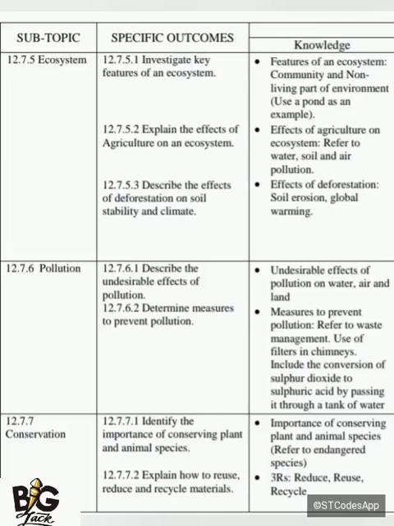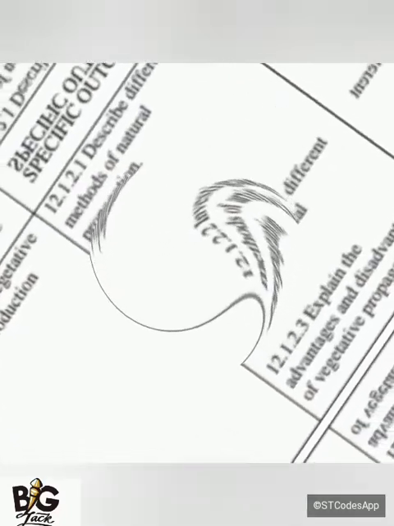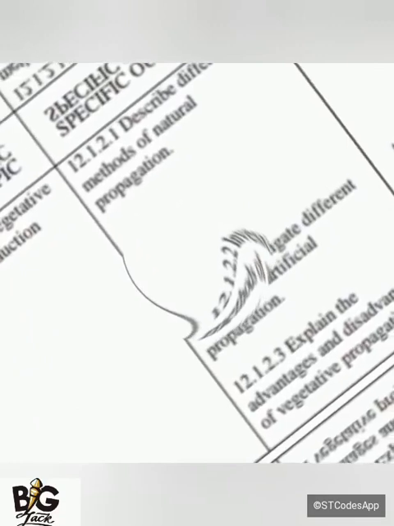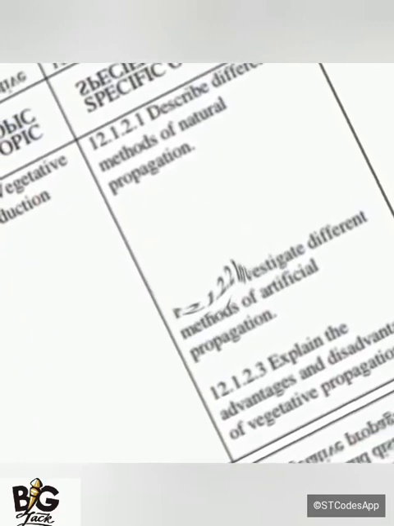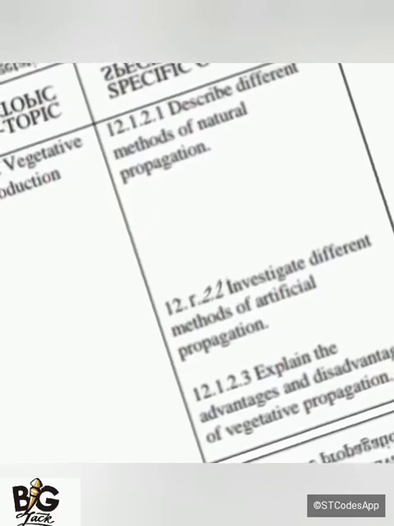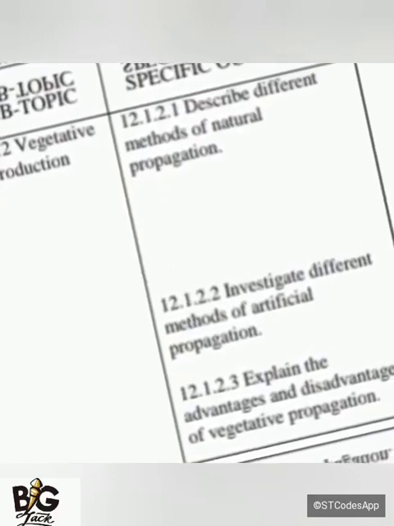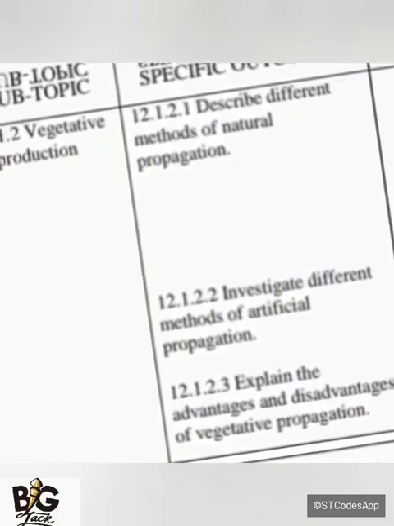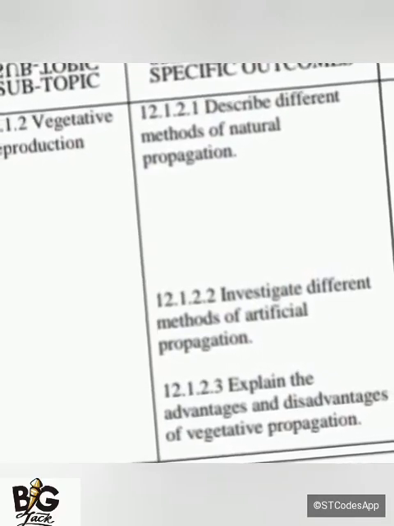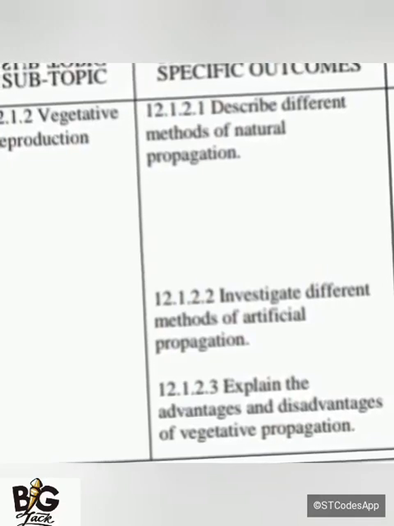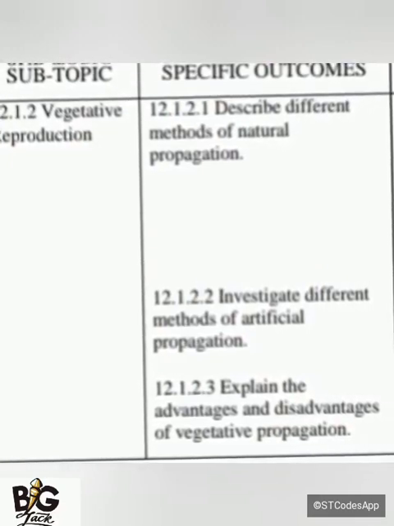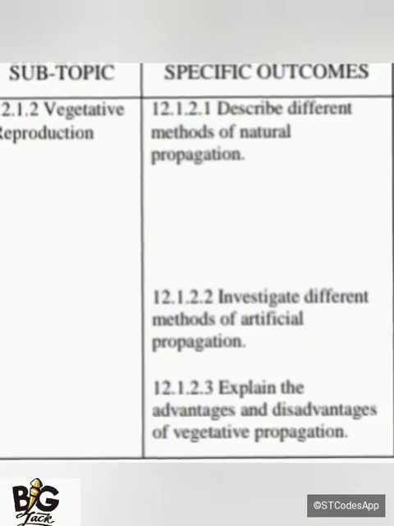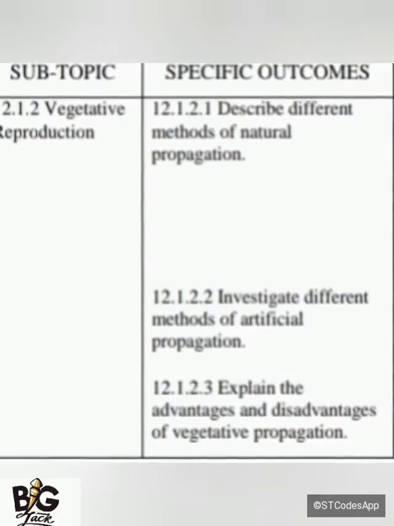So the next topic which is likely to come in your paper is vegetative reproduction. So now, under vegetative reproduction, they are going to ask you to describe different methods of natural propagation. Okay? So apart from that one, they can also ask you to explain different methods of artificial propagation. Then the next one, they can ask you to explain the advantages and disadvantages of vegetative propagation. Okay, so let's move on to the next one.